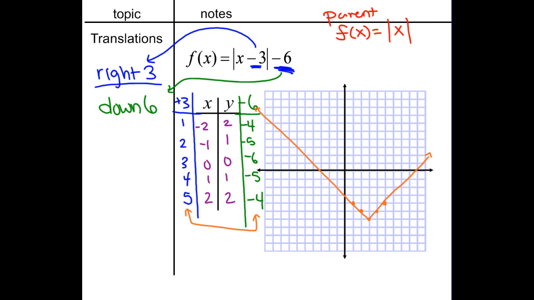Now if I go and graph my parent function again, notice that if I take my parent function here in purple and I move it to the right 1, 2, 3, and I move it down 6, 1, 2, 3, 4, 5, 6, I end up on the same piece. Given my drawing's not perfect, but you can notice that they are on the same piece and they look pretty darn close to being the same.